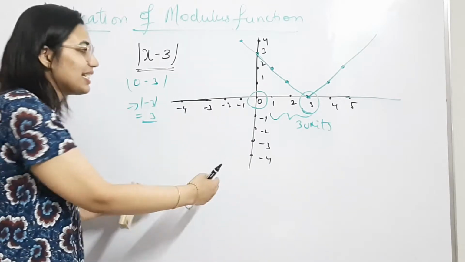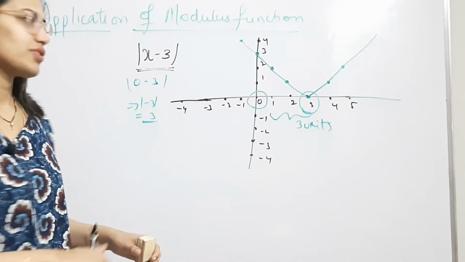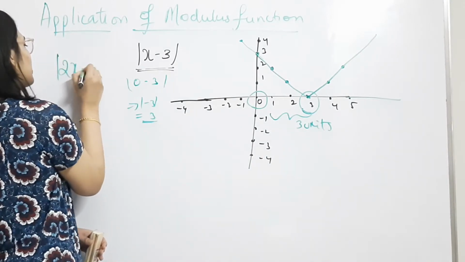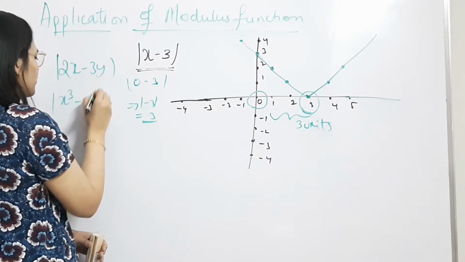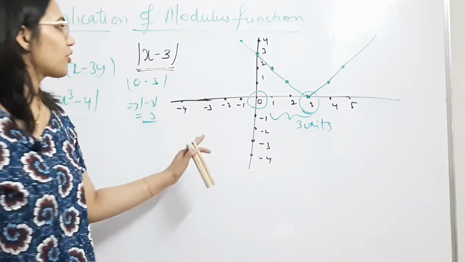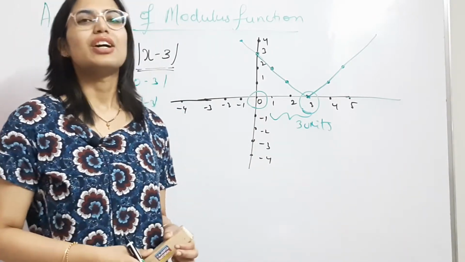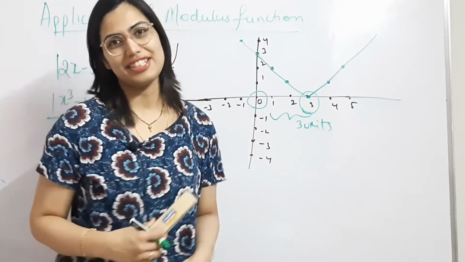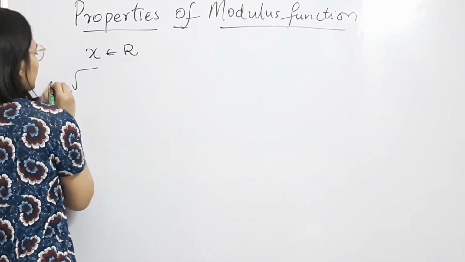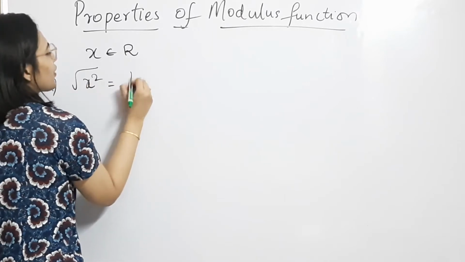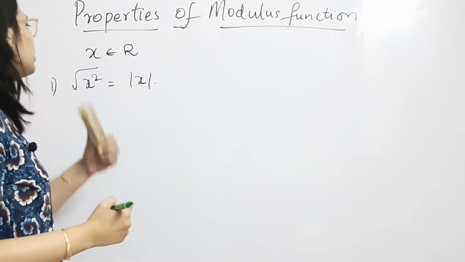Using this technique, you can draw the graphs of various functions such as mod 2x minus 3y, very complicated functions also, x cube minus 4, anything for that matter. You can draw the graph based on this basis. Okay, so now let's see a few properties of modulus function. The first property, where x is a real number, is that root of x square is mod x, right? We all know this property.